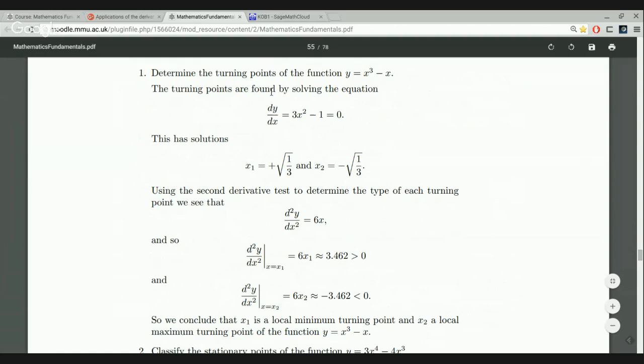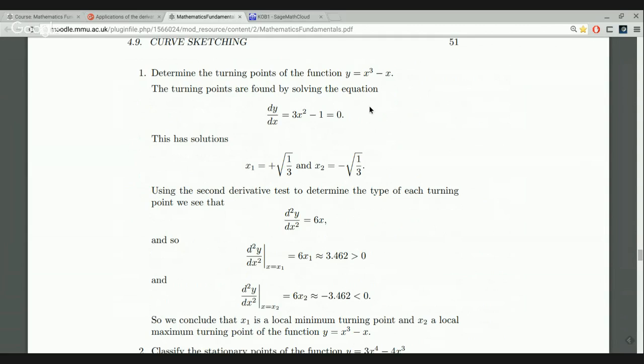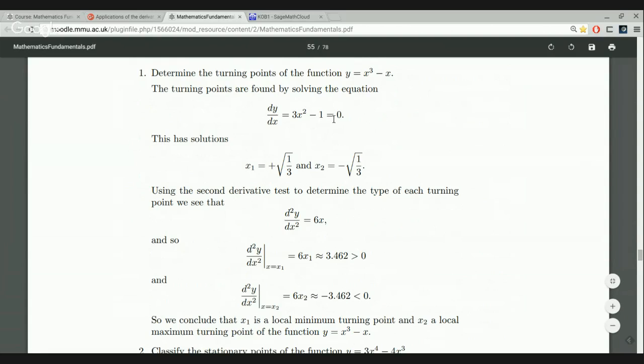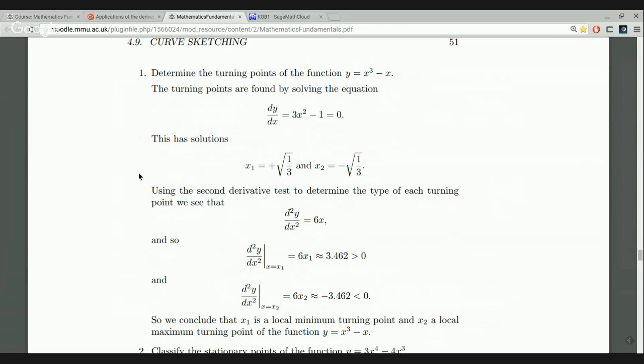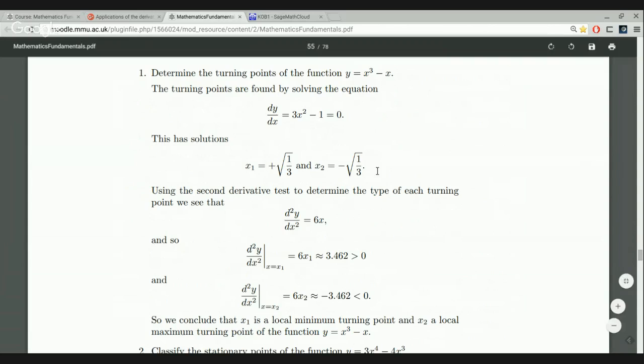So its derivative is going to be 3x squared minus 1. So when we set that equal to 0, we look for solutions to that. So you stick the 1 over the other side, so it'll be x squared equals a third. So that has two solutions, plus or minus the square root of a third. So that gives you two locations for stationary points of the function.